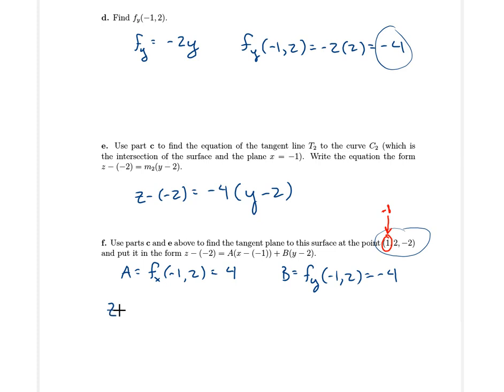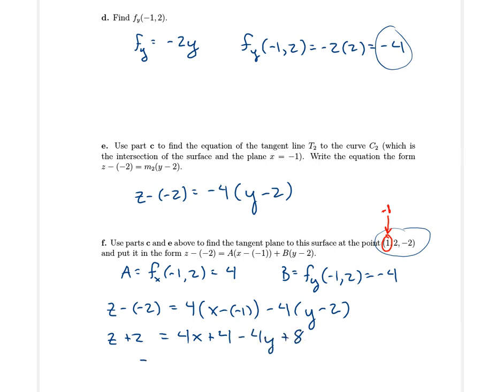And so here's our plane. And of course, I can clean this up, and I should. So z plus 2 equals 4x plus 4 minus 4y plus 8. So z is going to equal, moving all those constants to the other side, 4x minus 4y, and looks like we'll get plus 10.